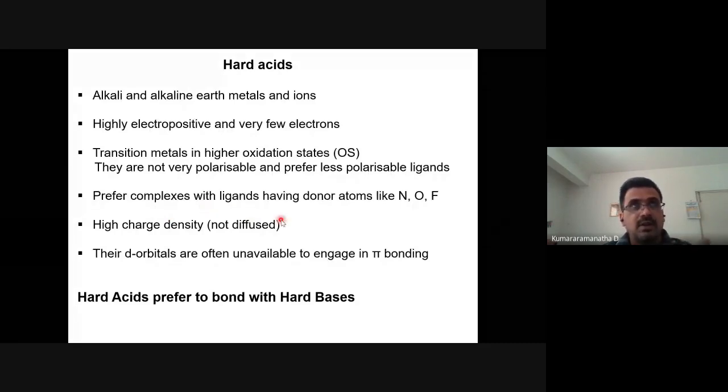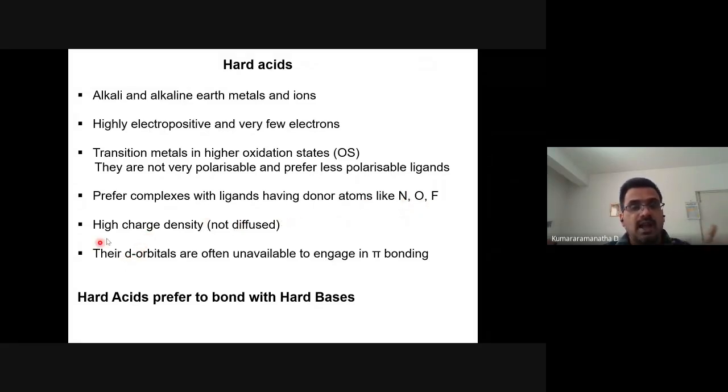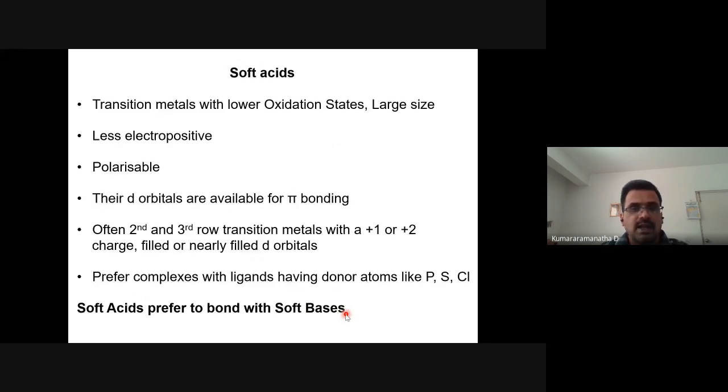So they prefer to form complexes with donors like nitrogen, oxygen and fluorine atoms. They have a high charge density, charge per unit volume, and their d orbitals will not be involved in pi bonding. That is the reason why hard acids react with hard bases. I'll give you examples, then it will be easier.